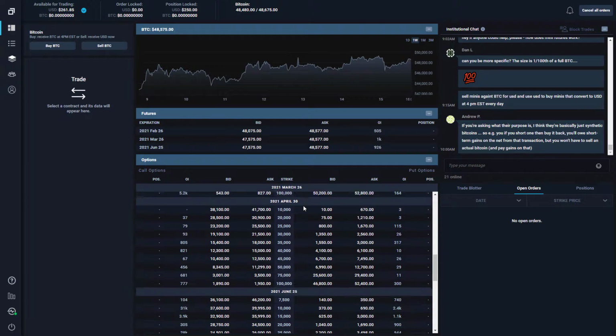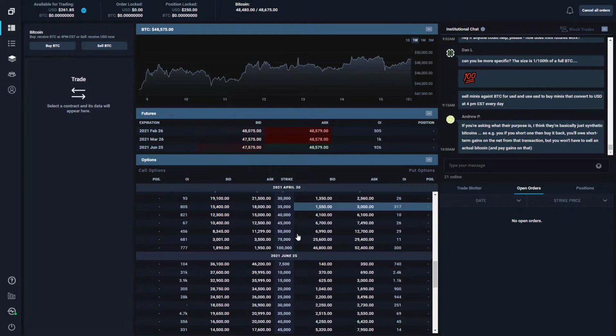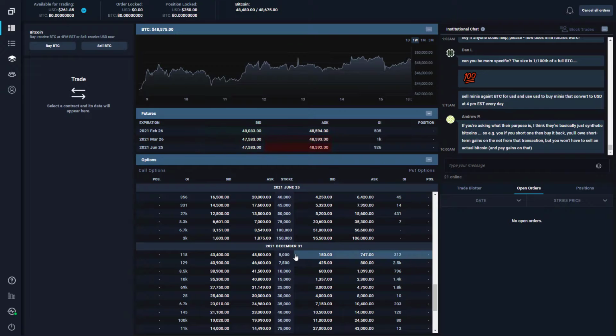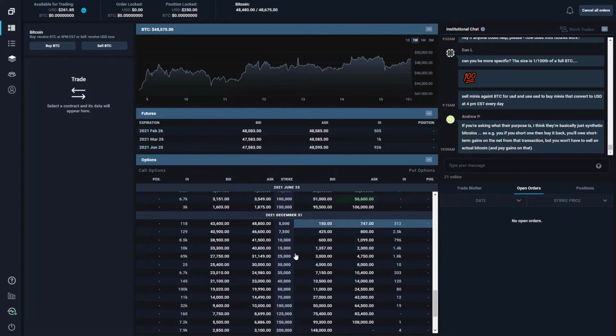And so we can go with short-term dated options, or we can start to trade back options, which are further out and further out. Here's March, here's April, here's June, and then we start to get into some really long dated options. And this is where things get to be really interesting.